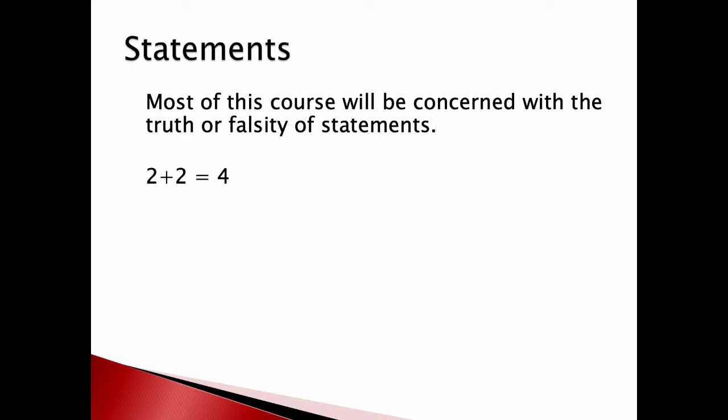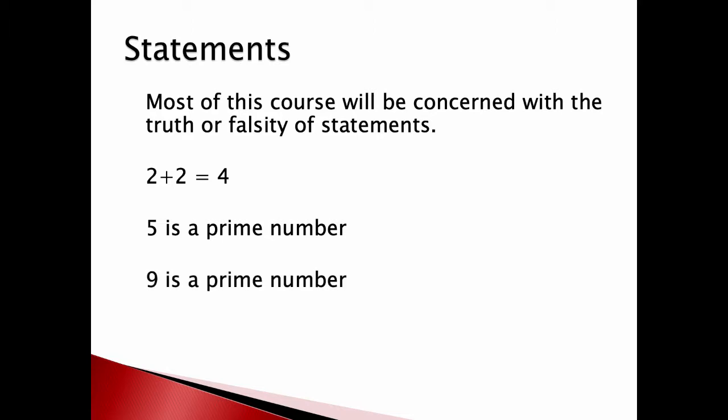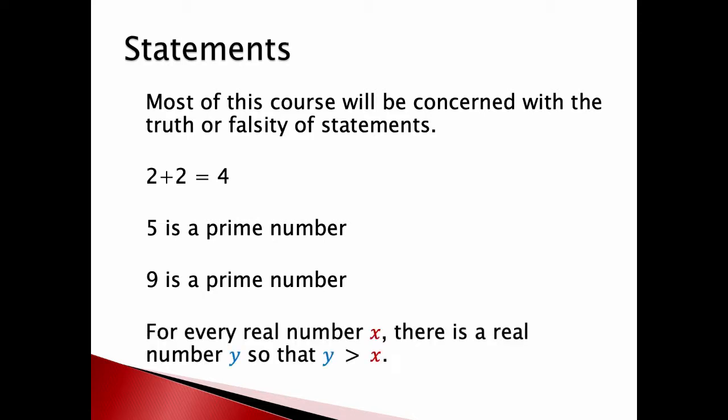But for most of the time, it'll be things like, okay, 2 plus 2 is 4. Obviously, that's a statement that's true. Right? 5 is a prime number. That's a statement, and that's true. Right? 9 is a prime number. That's also a statement, but it's false. Right? We're going to something a little bit trickier now.